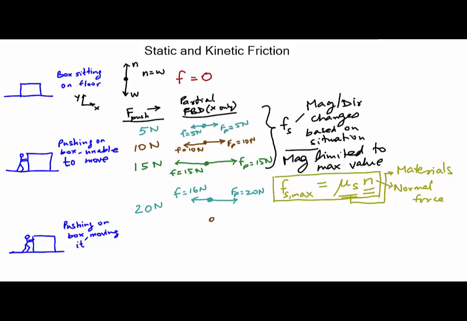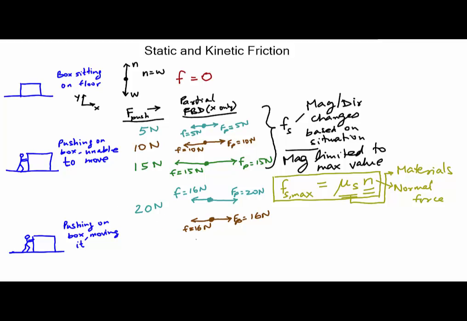Okay, now that I've got the box going, I don't want it to keep speeding up across the floor, so I ease up my force and bring my pushing force down to 16 Newton, and that matches the frictional force of 16 Newton, and so now this box is in equilibrium. The net x force is 0. But when a box is in equilibrium, that doesn't mean that it's at rest. It just means that the acceleration is 0.